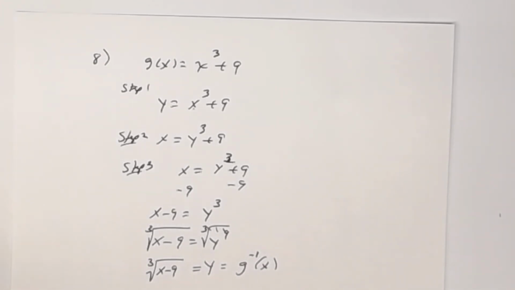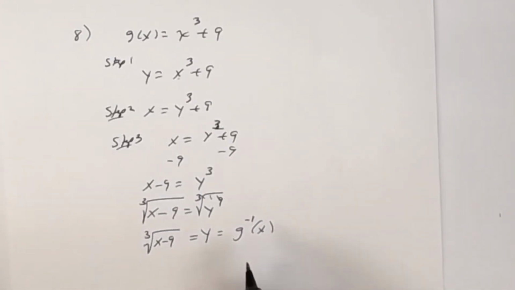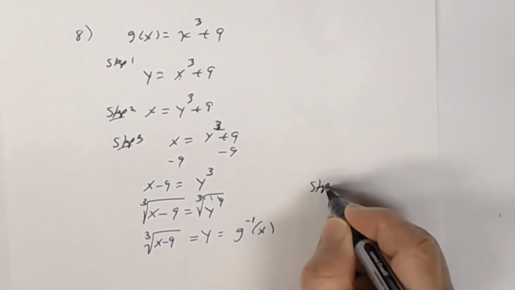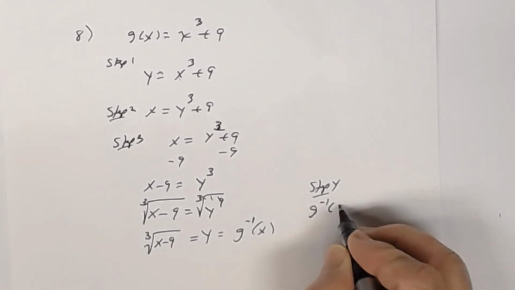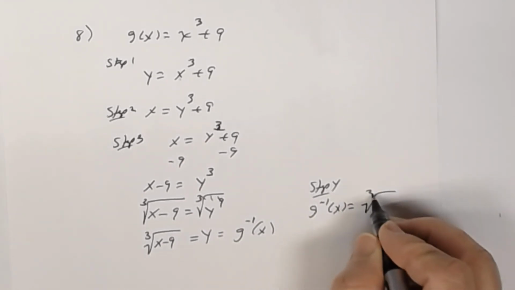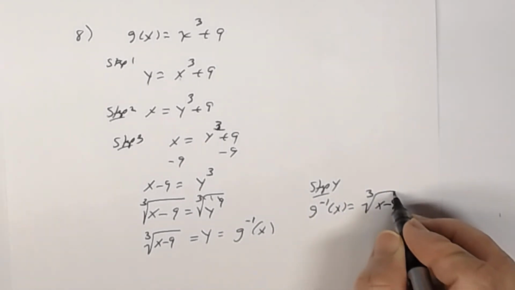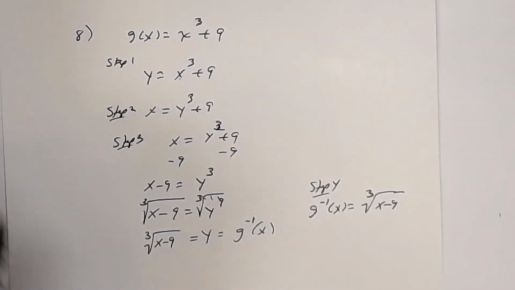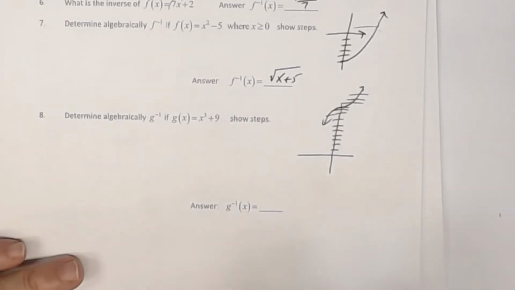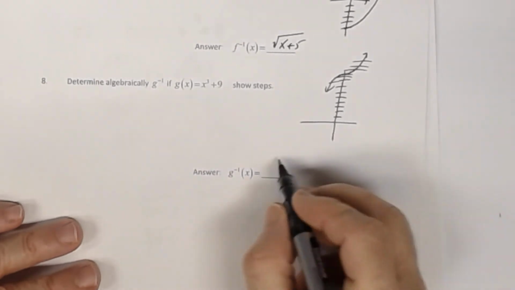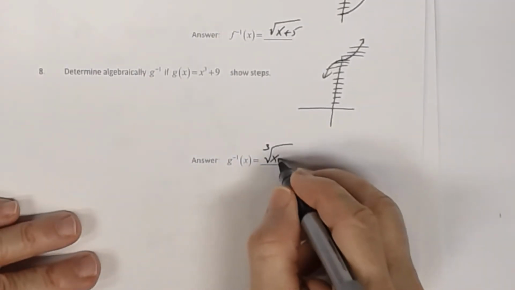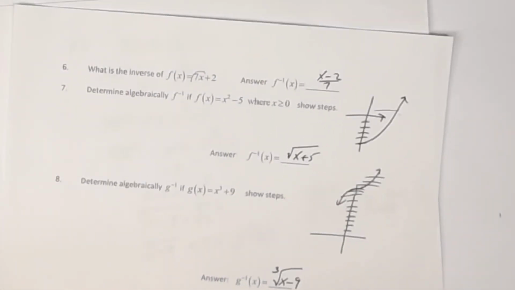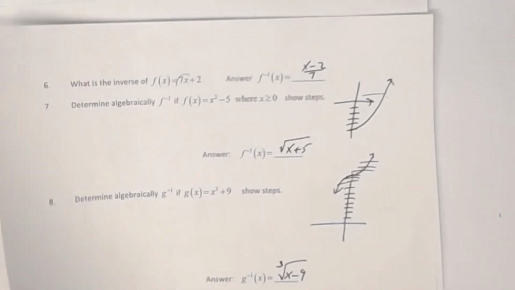So remember, step 4 is where you replace y with g inverse. So g inverse of x is the cube root of x minus 9. All right, and so that is going to be this one. So that's the cube root of x minus 9, right? And that's it. That's all you do there.